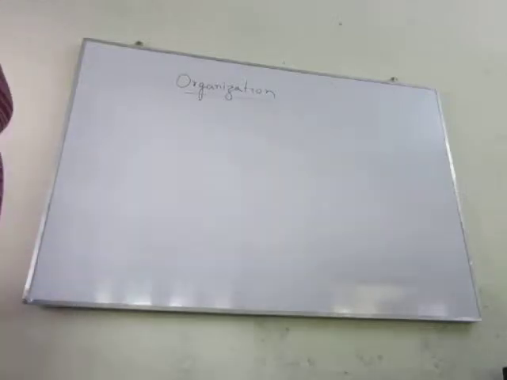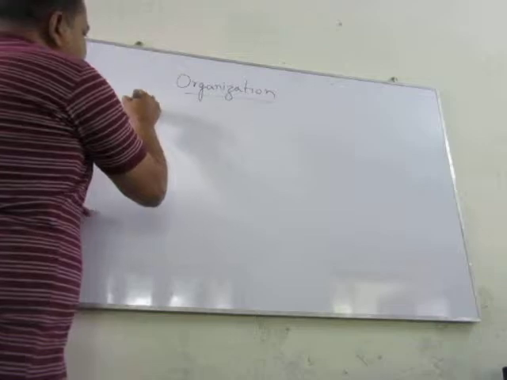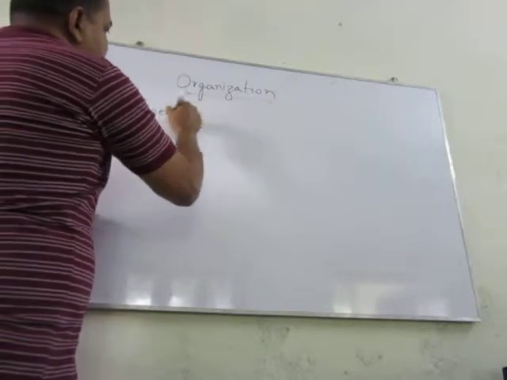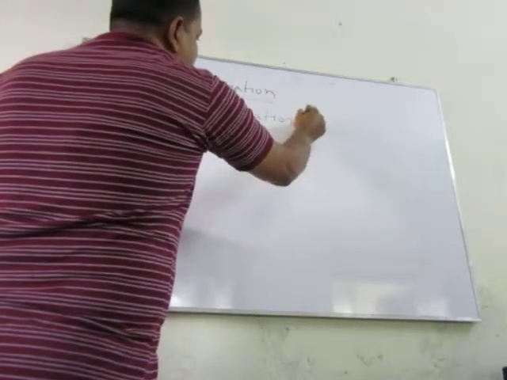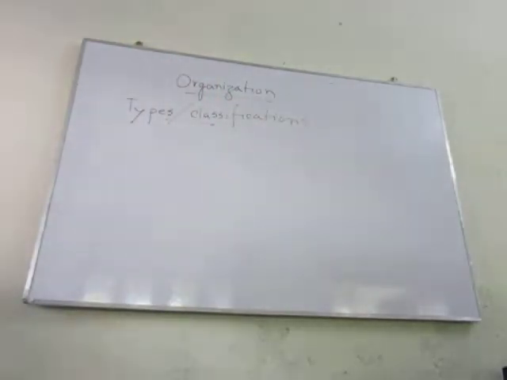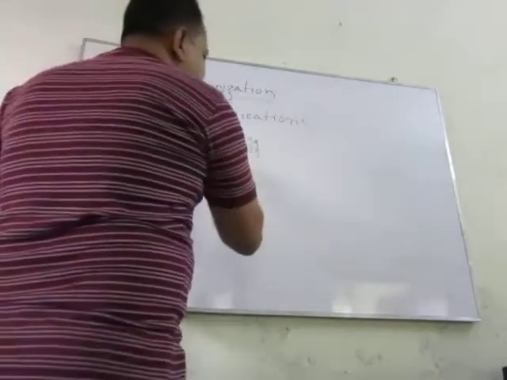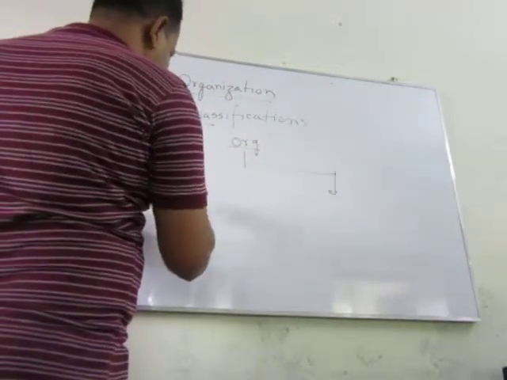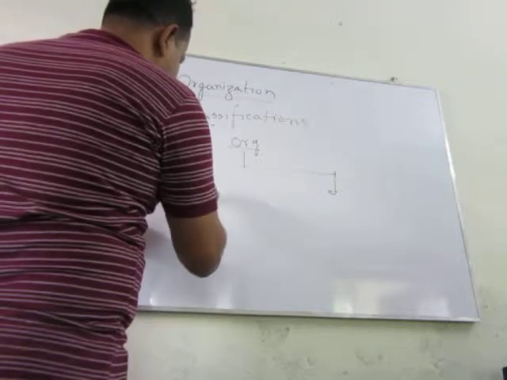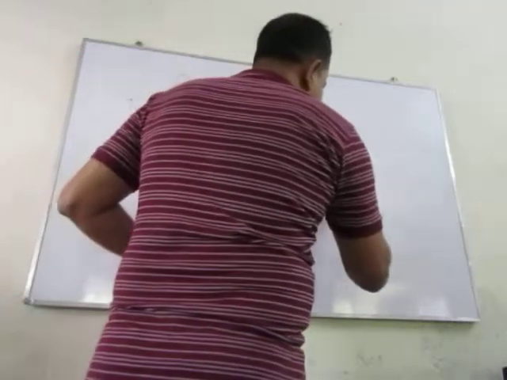Clear? Now the thing is, we will discuss types or classification of organization. And we will discuss this. Initially, organization can be divided into two different groups: public sector, private sector.